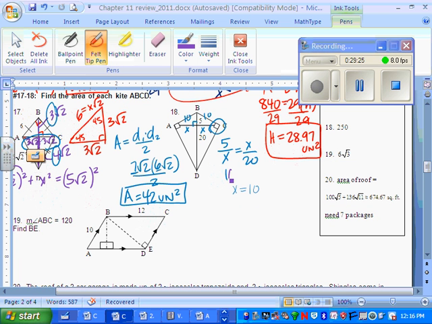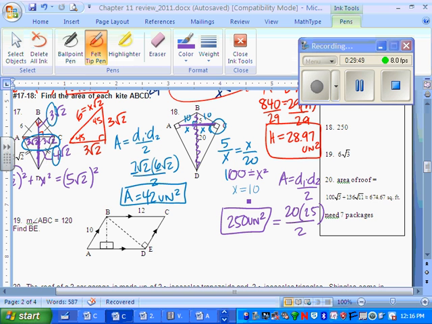What happened to that problem? 100 equals x squared. So area is diagonal 1 times diagonal 2 divided by 2. First diagonal is 20, second diagonal is 25, divided by 2. 20 again is here, 25 is this whole thing, divided by 2 to get my answer. So I end up getting 250 units squared for my final answer for 18.